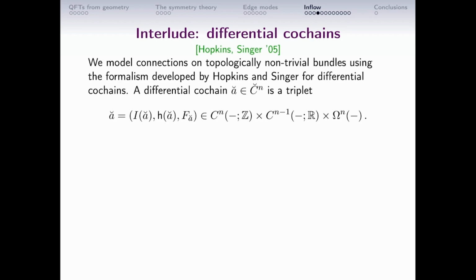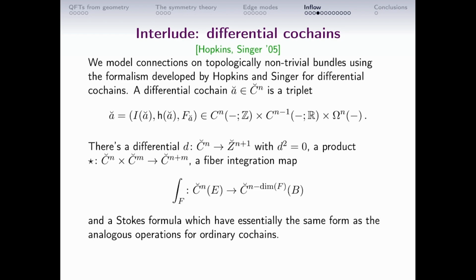Okay, so let's do that. Here I have to go through some little technicalities. It's not going to be too painful. All I want to say is that we have a way of thinking about gauge connections in a way that we can understand topology. We keep track of topology. And for that, we use the Hopkins-Singer model. This is a model in which you represent the connection in a bundle by this triplet.